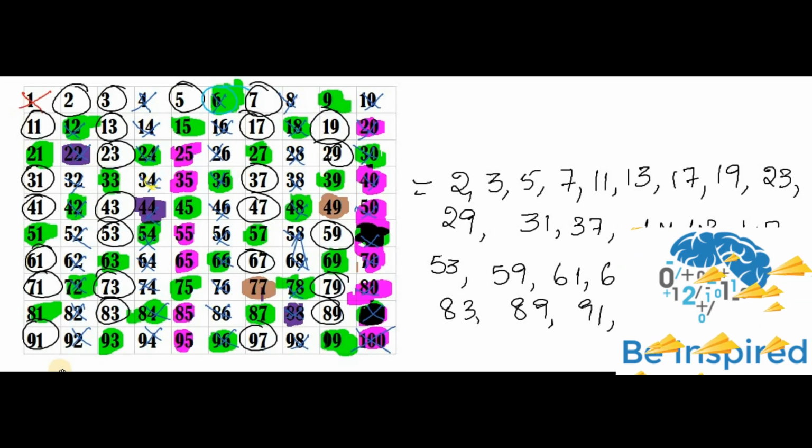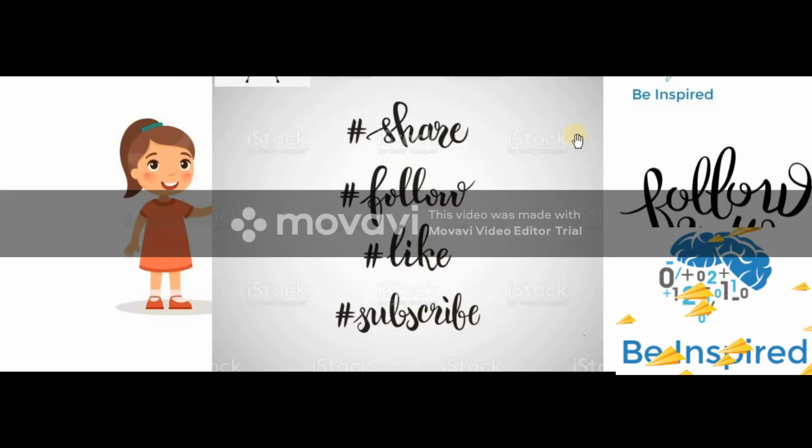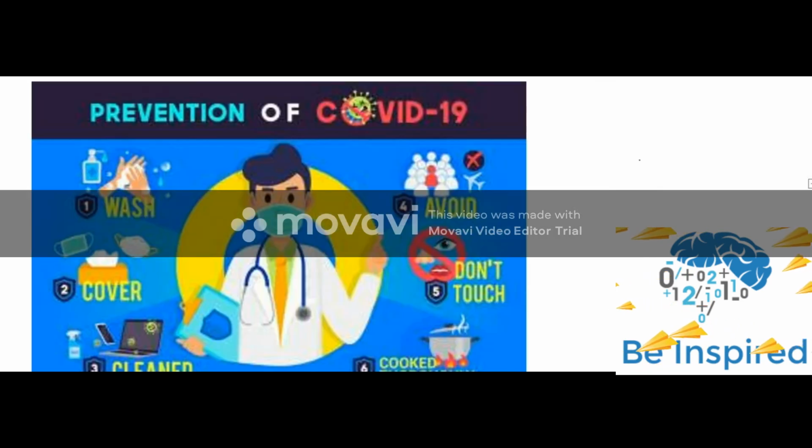I hope you understand this video. So in this class, we just learned how to find prime numbers with the help of the method of the Greek mathematician, that is the sieve of Eratosthenes.